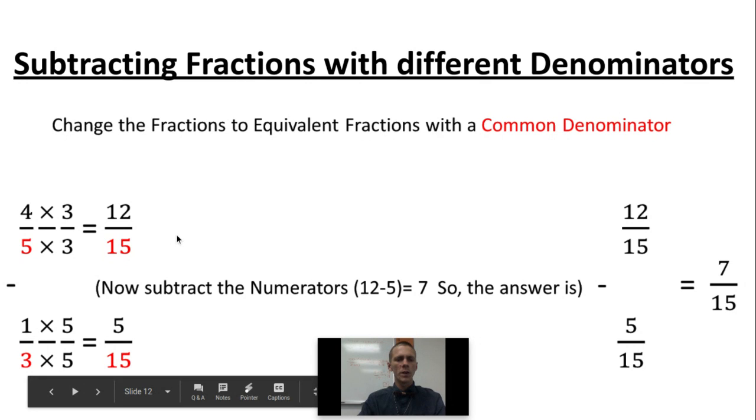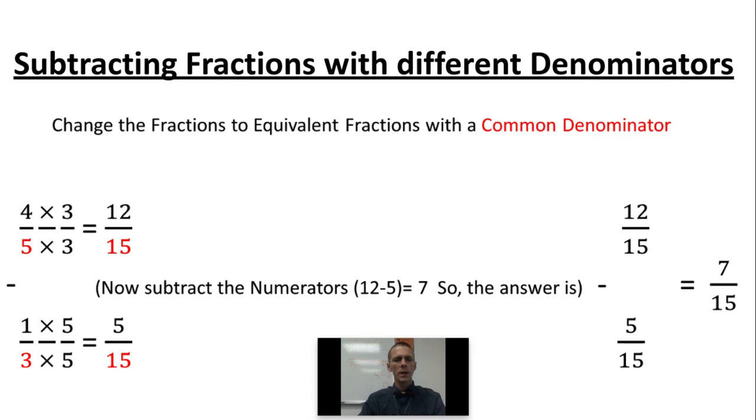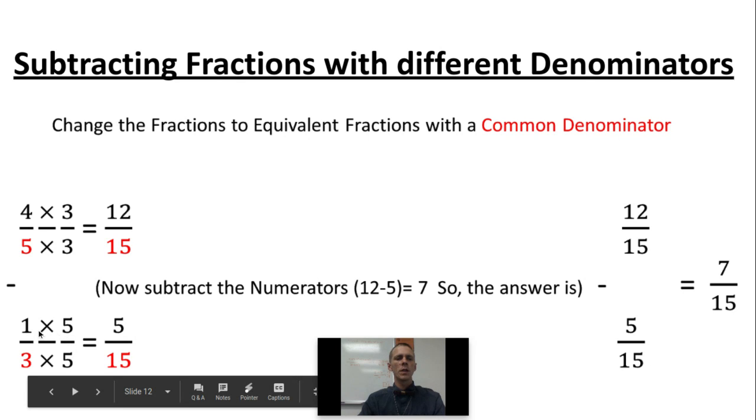So we have 1/3. Now remember, our new denominator is 15. So 3 times what number is 15? Well, 5, because 3 times 5 is 15. So again, whatever you do to the bottom, you do to the top. So 1 times 5 is 5.